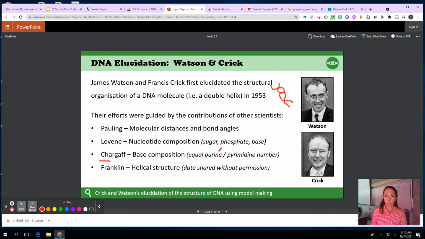And looking at how he figured out the base compositions by looking at purines and pyrimidines and how they have the same number. Levene was the one attributed with the nucleotide, that they are made of these 3 different parts. And Pauling is looking at the bonds, right? So the molecular distances between them and all these. So all of these 6 people together kind of put up the elucidation of DNA.